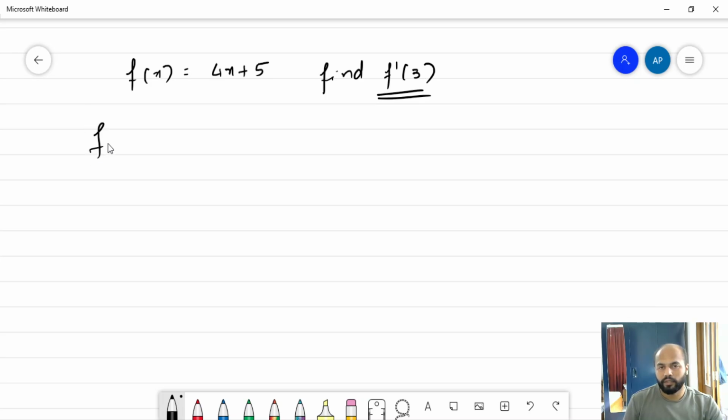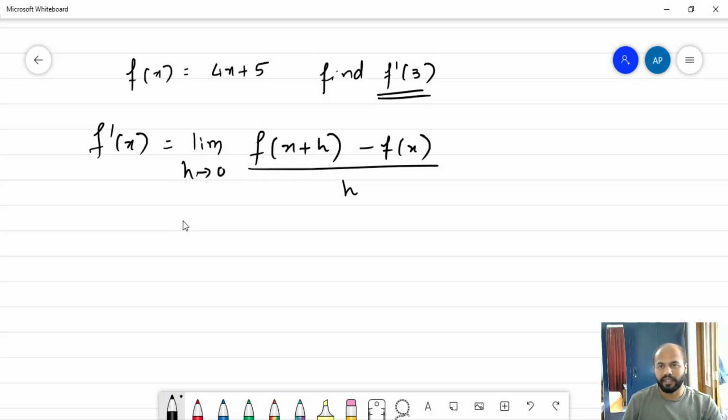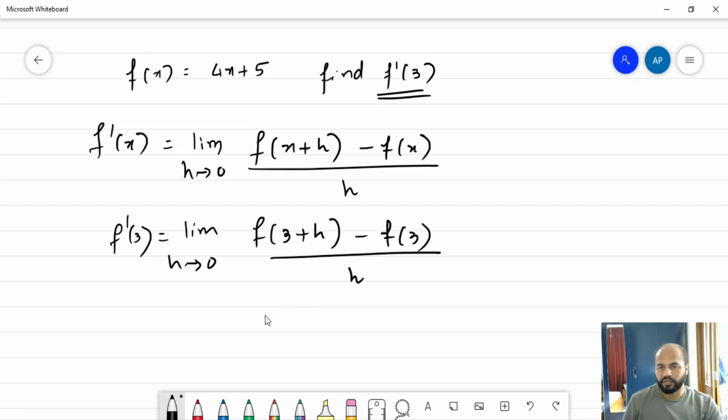So obviously, according to the first principle, we know that f dash x is limit h tending to 0 f of x plus h minus f of x divided by h. This is what the first principle states. So in this case x is 3, so f dash 3 we can write as limit h tending to 0 f of 3 plus h minus f of 3 divided by h. So f of 3 plus h according to this is going to be 4 times 3 plus h plus 5 minus 4 times 3 plus 5.